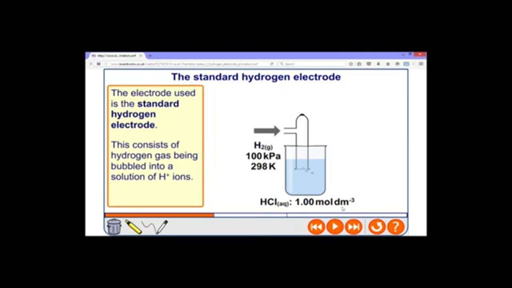And those are the standard conditions under which they were applied when they compared the standard hydrogen electrode to every other element out there. Okay, so we know, think about this, why is that important?